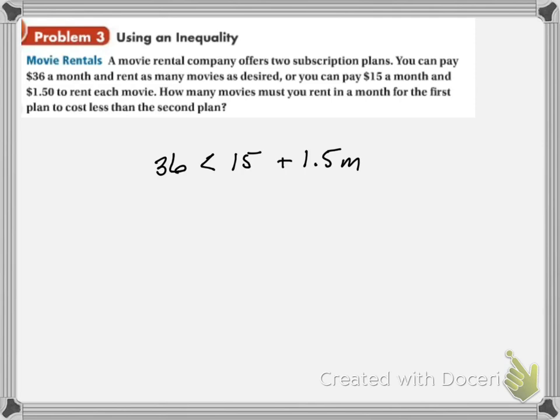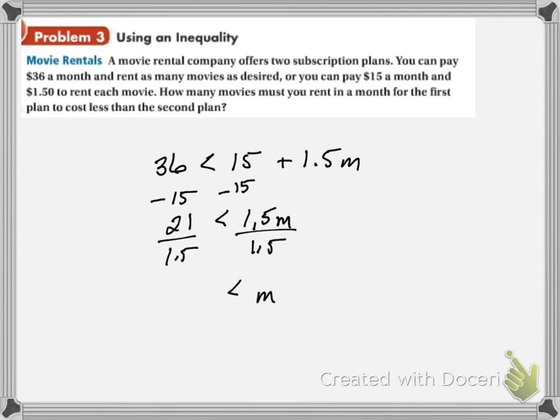So let's just solve. How do I solve? Well, I'll subtract 15 from both sides. I get 1.5m, and I get 21. Divide by 1.5, and get M. It's got to be greater than 14 movies. So if you don't plan on renting 14 movies, don't pay the $36 for the month. 14 movies in 1 month is a lot.